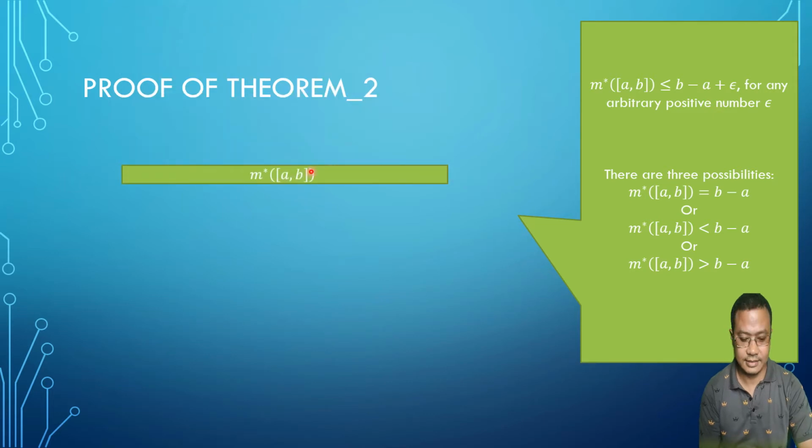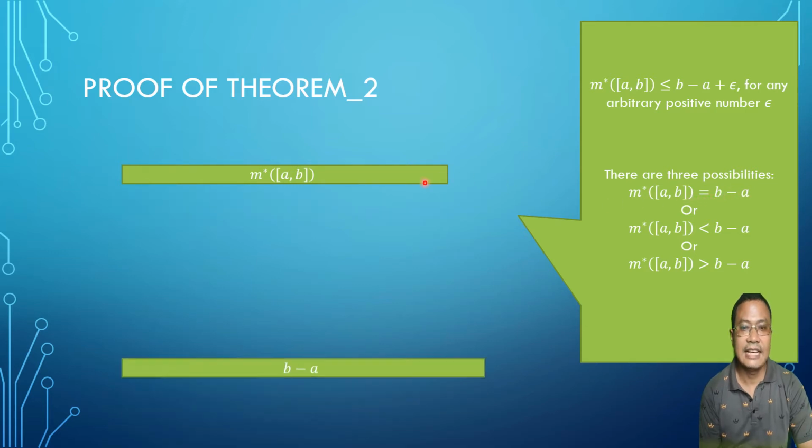So let us see. This is m star [a, b], this small rectangle, and this is b minus a. This is the case when b minus a, that is the length of the interval, is exactly equal to m star [a, b], the outer measure of [a, b]. In this situation, if you add something additional, epsilon, obviously the total length is greater than this one. So this inequality holds when m star [a, b] is exactly equal to b minus a.